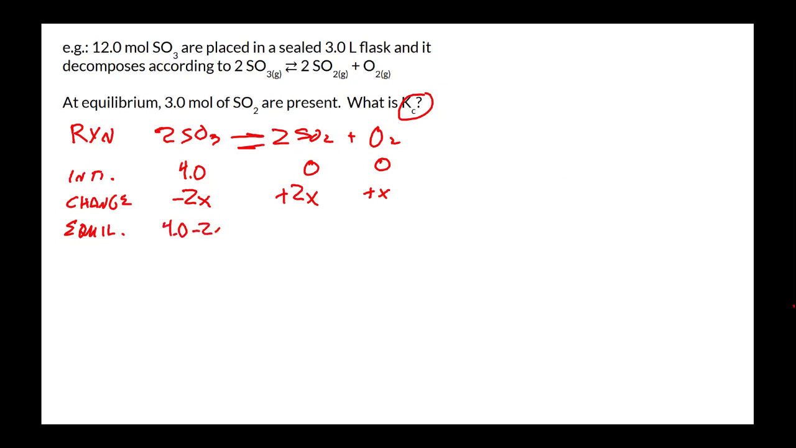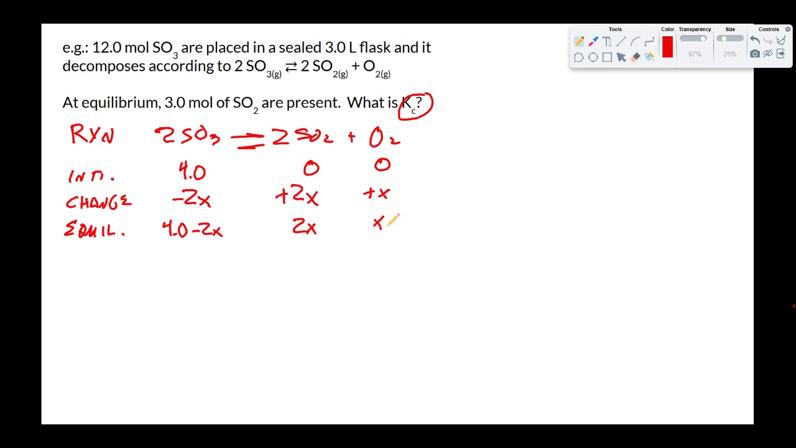Our change was we lost 2x, and so 4 minus 2x is our equilibrium concentration of SO3. We started with 0 and added 2x, so 2x is our equilibrium concentration of SO2. And going from 0, added x. X is our equilibrium concentration of O2. So now, we want to find Kc.